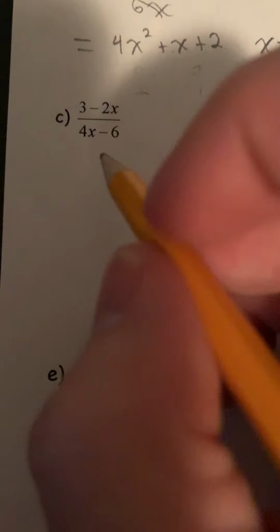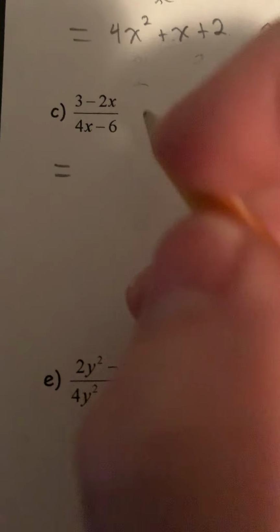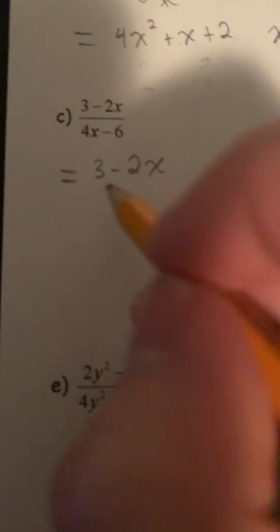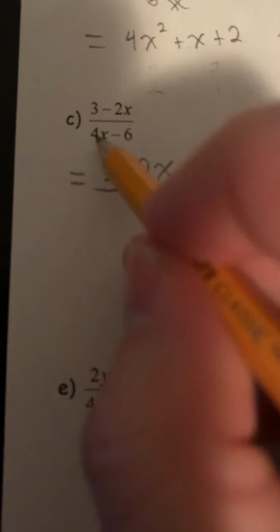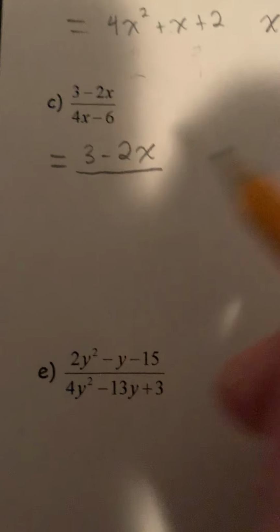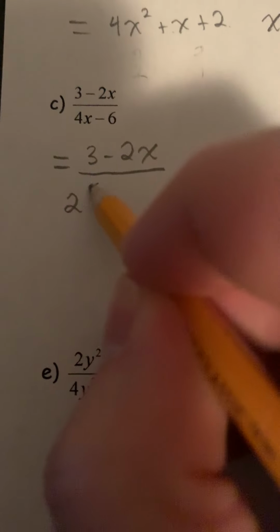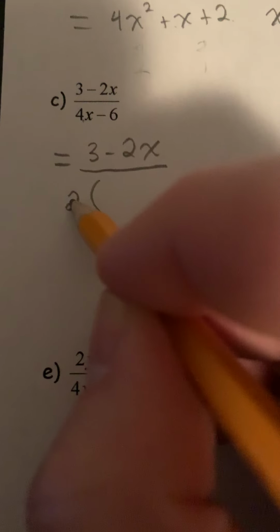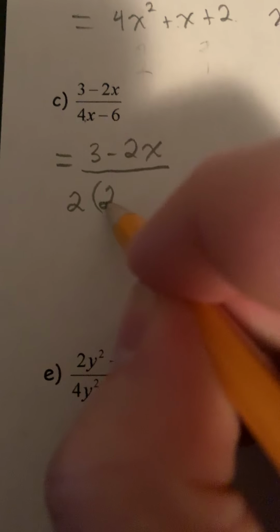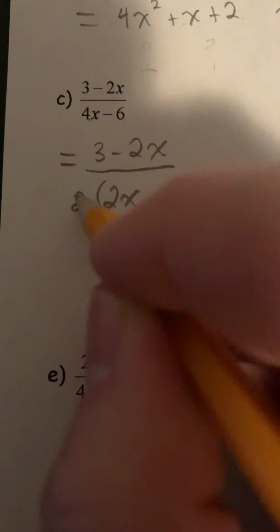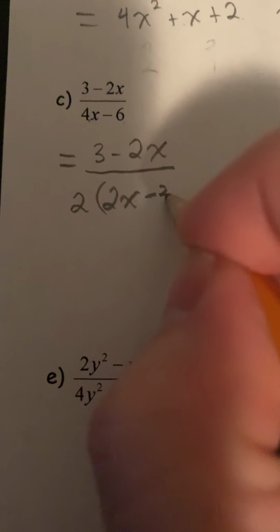Okay, moving on to C. Okay, numerator we cannot factor. So 3 minus 2x. But the denominator, greatest common factor would be 2. So we're going to remove a 2. 4x divided by 2 is 2x. Negative 6 divided by 2 is negative 3.